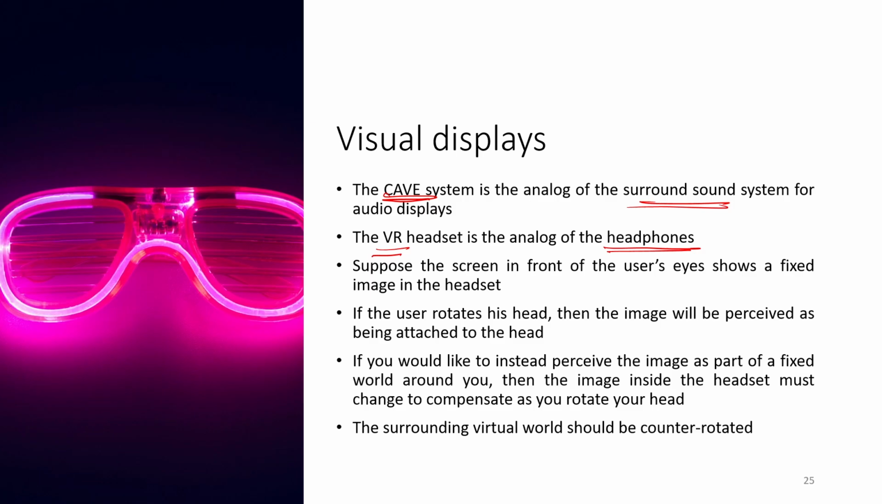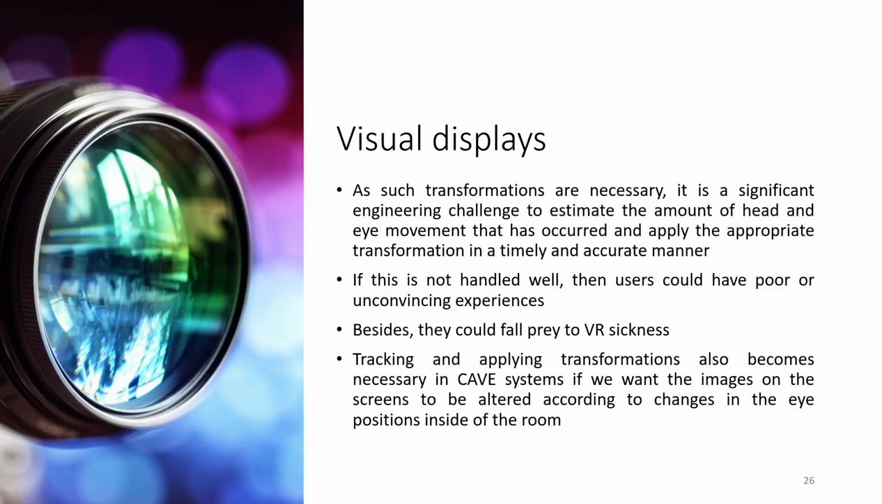Now, suppose the screen in front of the user's eyes shows a fixed image in the headset. If the user rotates his head, then the image will be perceived as being attached to the head. If you would like instead to perceive the image as part of a fixed world around you, then the image inside the headset must be changed to compensate as you rotate your head. So, that is what is crucial to creating a good visual display. The surrounding virtual world should be counter rotated. As such, transformations are necessary.